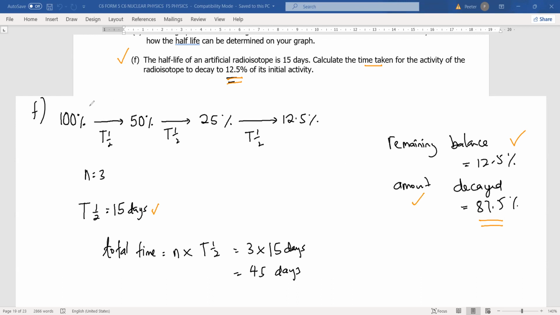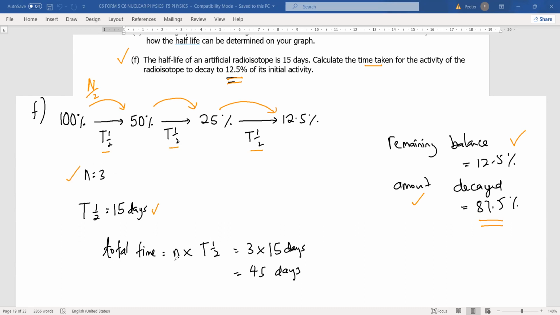So follow the idea. 100% will drop to 50% from the initial amount by half, 50 will drop to 25, and finally 25 will drop to 12.5. So it shows 3 half-lives are taken.